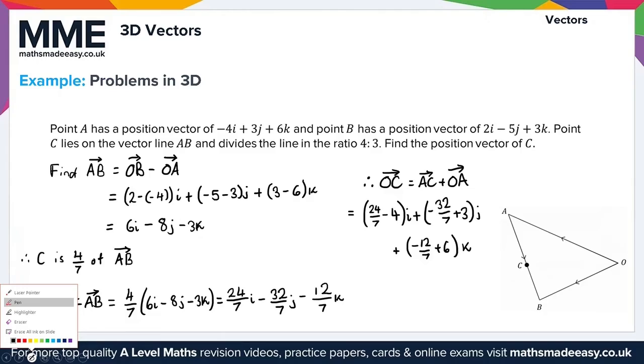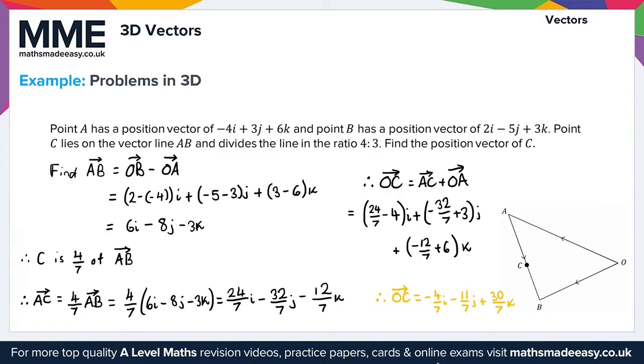Let's give our final solution in a different pen colour. OC, the position vector of C, is simply equal to, simplifying the i component, minus 4/7 i. Simplifying the j component, minus 32/7 plus 3 gives us minus 11/7 j. And finally, simplifying the k component, minus 12/7 plus 6 gives us plus 30/7 k. That gives us the position vector of C, giving us the solution to this example on 3D vectors.